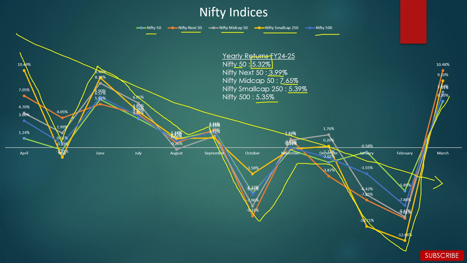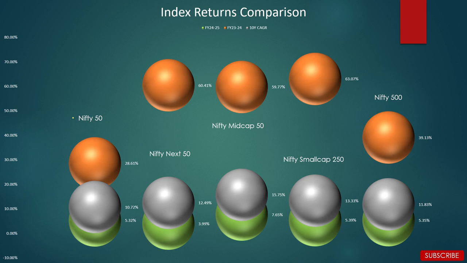Now let's move on to the next graph and see how financial year 24-25 fared against the financial year 23-24 and the 10-year CAGR of these 5 indices. So the green marbles here show the financial year 24-25 performance of these 5 Nifty indices. The gray marble shows the 10-year CAGR, and this orange marble shows the financial year 23-24 returns.